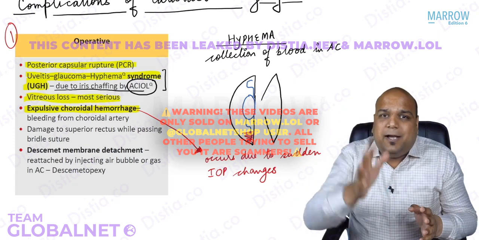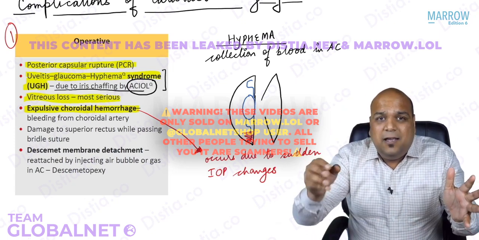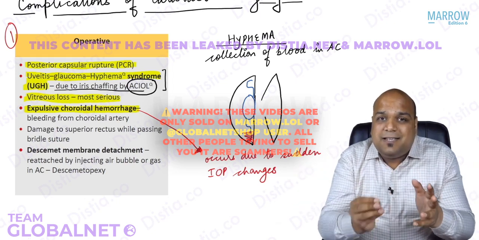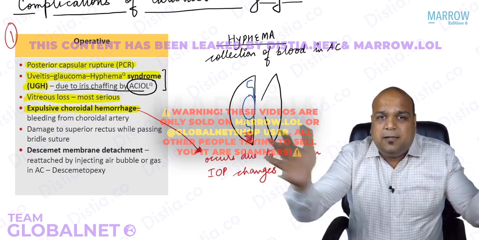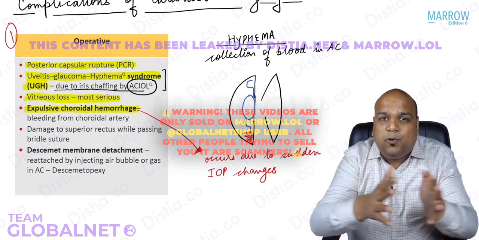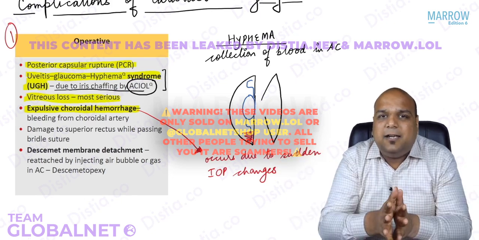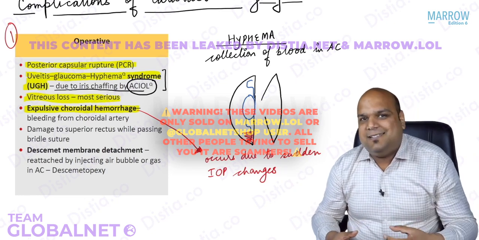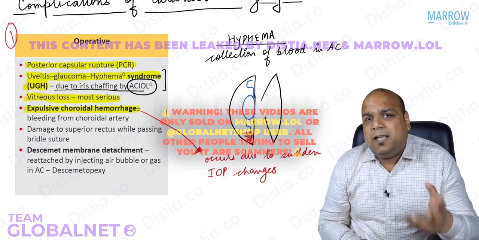Whenever the IOP is going high, it is compressing all the blood vessels. Whenever the IOP is coming down again, it is relaxing all the blood vessels. So if there is sudden decompression and compression, everybody, it was 70, then 15, then again 70, then 15. So due to this kind of movement, when there is sudden compression and then sudden decompression, the blood vessels may rupture. Choroidal blood vessels may rupture and lead to choroidal hemorrhage. Why is the word expulsive written?